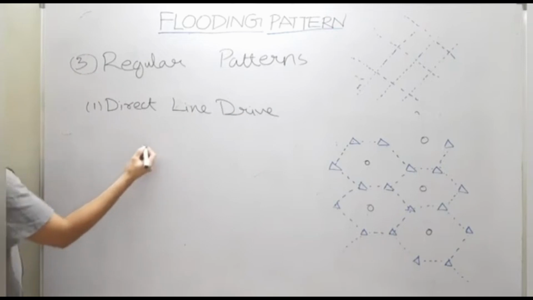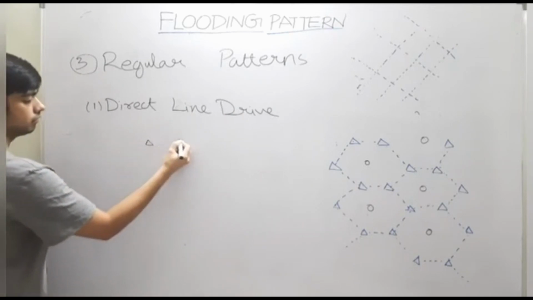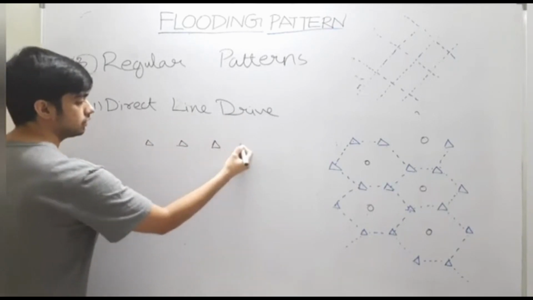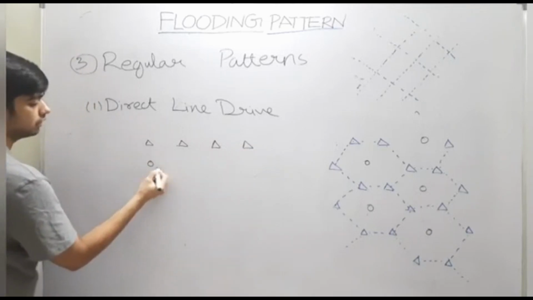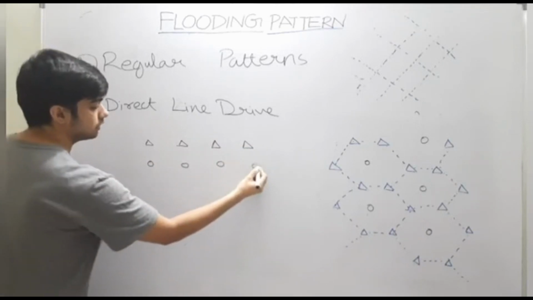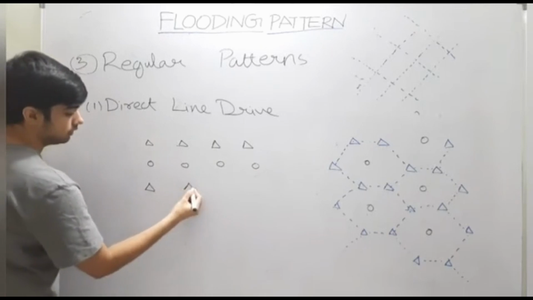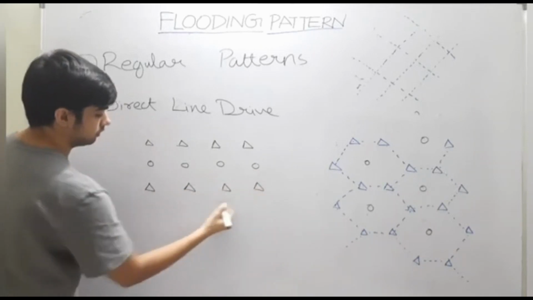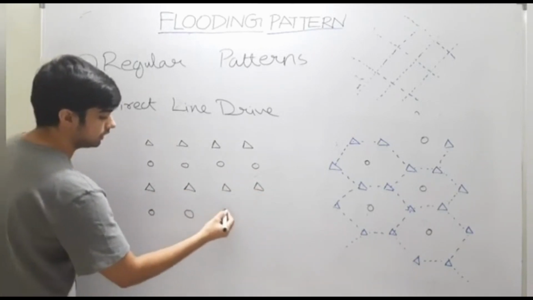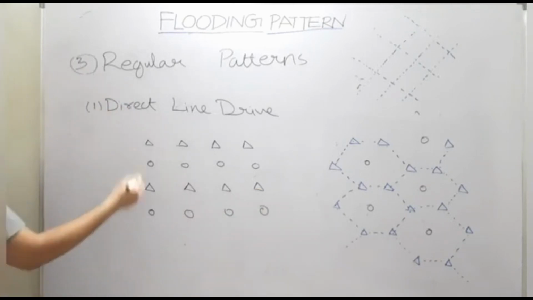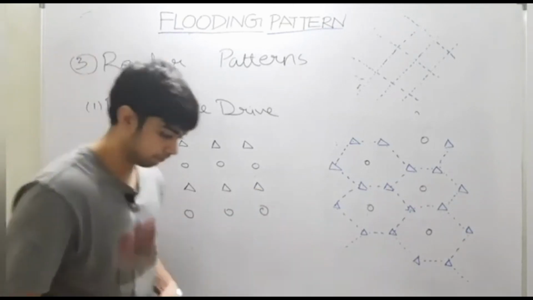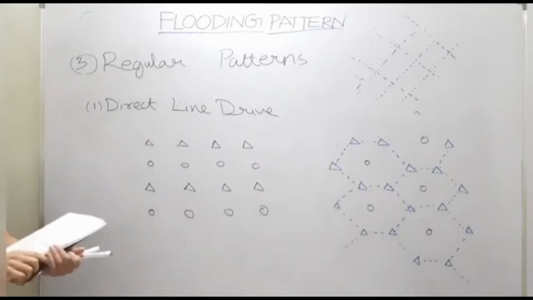In this case, there is a series of injector wells and a series of producer wells, and like this the pattern is created. The distance between each of the wells is equal. Let me check one thing.